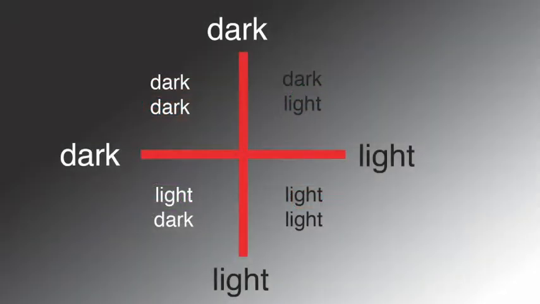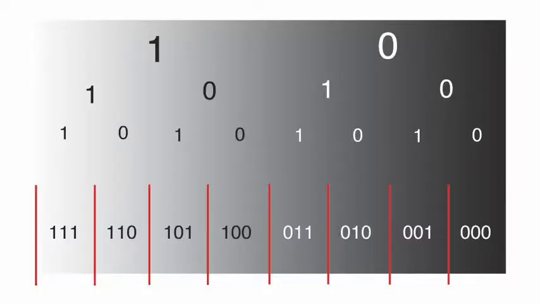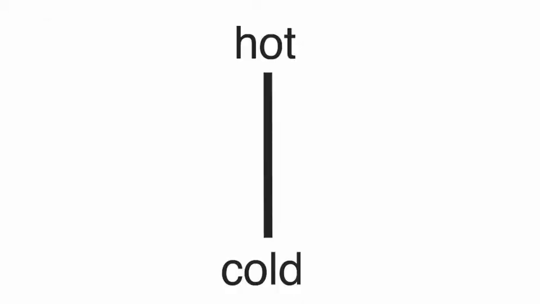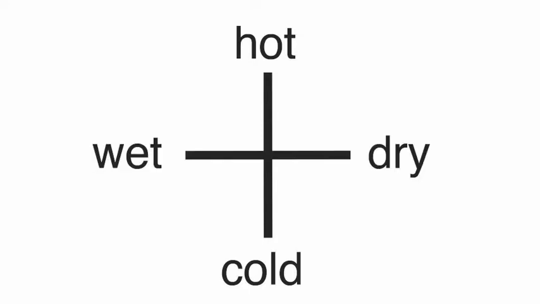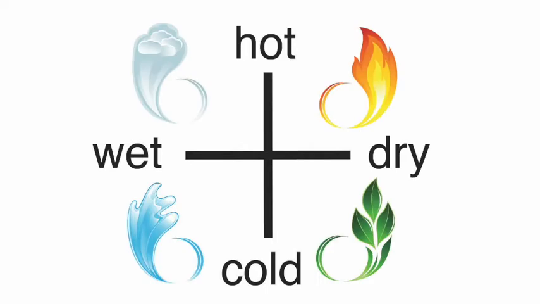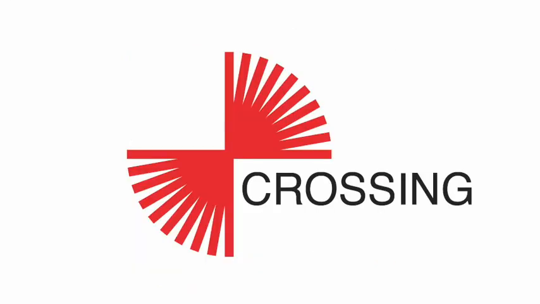So far, we've been crossing light and dark with light and dark, or 0 and 1 with 0 and 1. But there's another way to do crossing, and that is when we take a distinction such as hot and cold and cross it with a different distinction such as wet and dry to create 4 distinct states. This way of thinking gives us many new options and many new powers, something we will explore in Crossing Part 2.